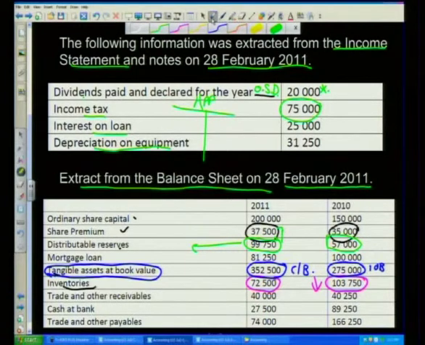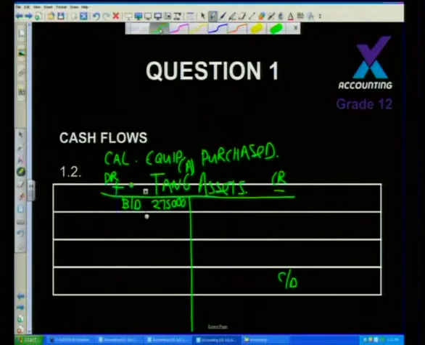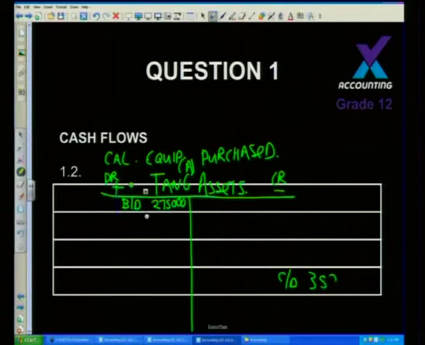Okay, so let's go back to the answer sheet. This pen, I always have a problem with it. 352,500. Okay, so we've got our brought down, we've got our carried down.